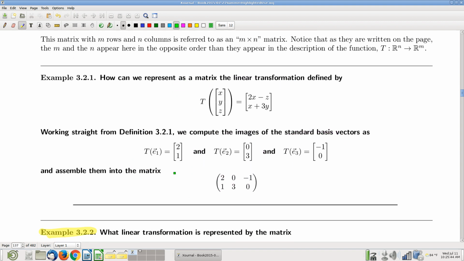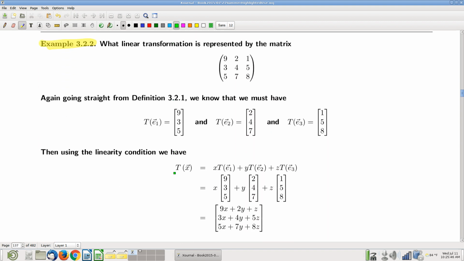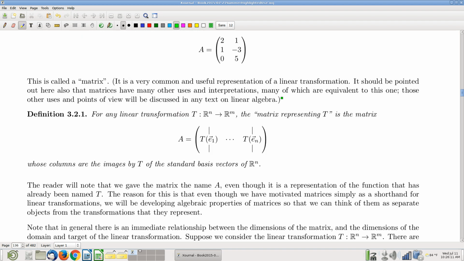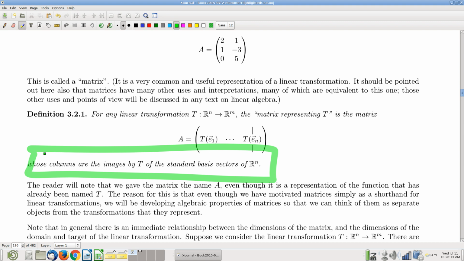Okay, working backwards. We've already kind of done a question like this before, but just not in this language. Suppose I know a matrix. If I want to reproduce the corresponding linear transformation, how do I do that? Well, step one, realize that the columns are the images of the standard basis vectors. Again, I can't emphasize that enough. Go back to our definition here. This is the phrase that I want you all to have ingrained in your minds. The columns are the images of the standard basis vectors.